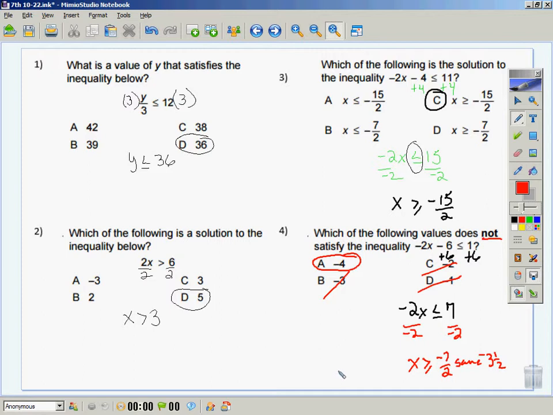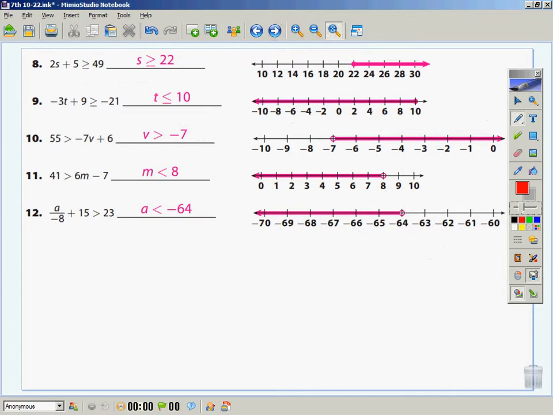Okay? Questions about your bell work? From your homework then, there is 8 through 12.